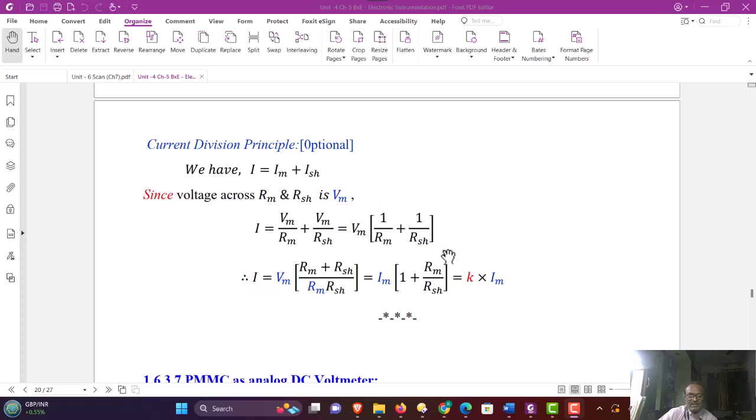Now parallel combination of this, 1 by Rm plus 1 by RSH, comes out to be Rm plus RSH upon Rm RSH. See here Vm by Rm shown in the blue color, that is nothing but Vm by Rm is equal to Im. And therefore I is equal to Im into 1 plus Rm by RSH, that is K into Im. This formula we have directly used as a current division principle.